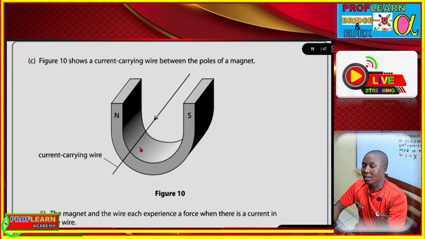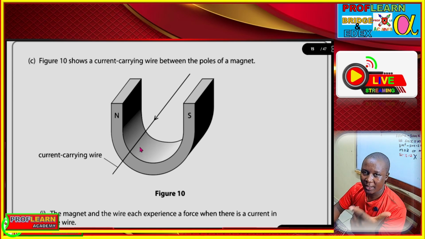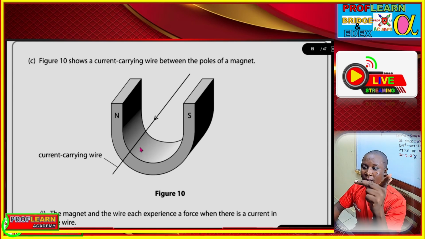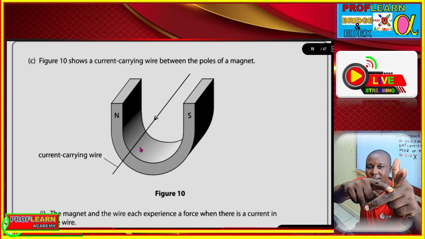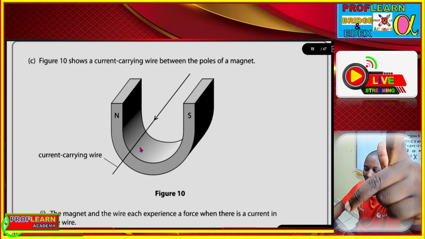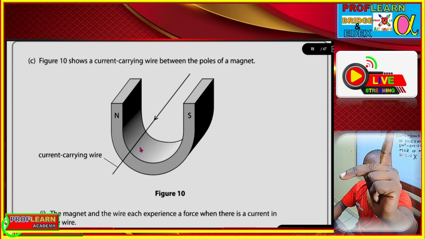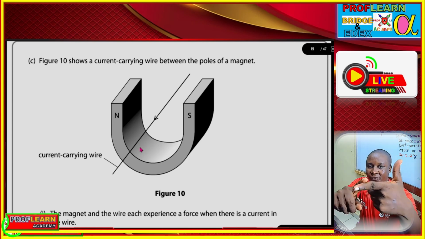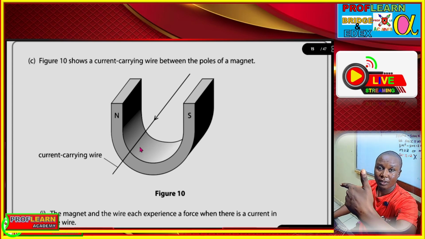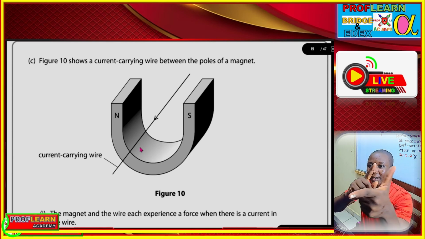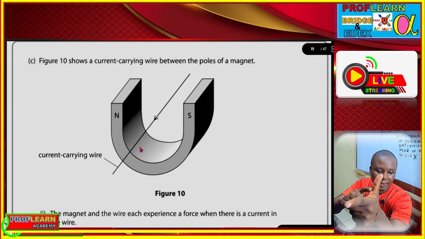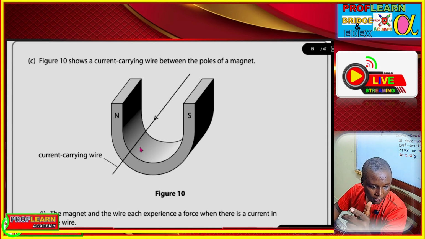Which means that in order to determine the direction in which the force is going to be experienced, we are going to use Fleming's left-hand rule. Fleming's left-hand rule states that if the first finger, second finger, and the thumb are held 90 degrees to each other, mutually at right angles, such that the first finger points to the direction of the fields, the second finger points to the direction of the current, then the thumb will predict the direction of motion.